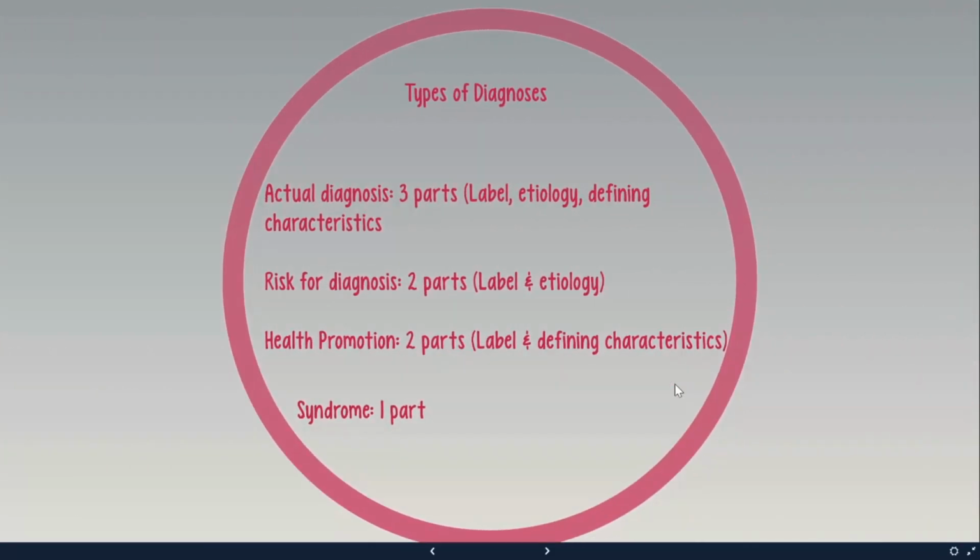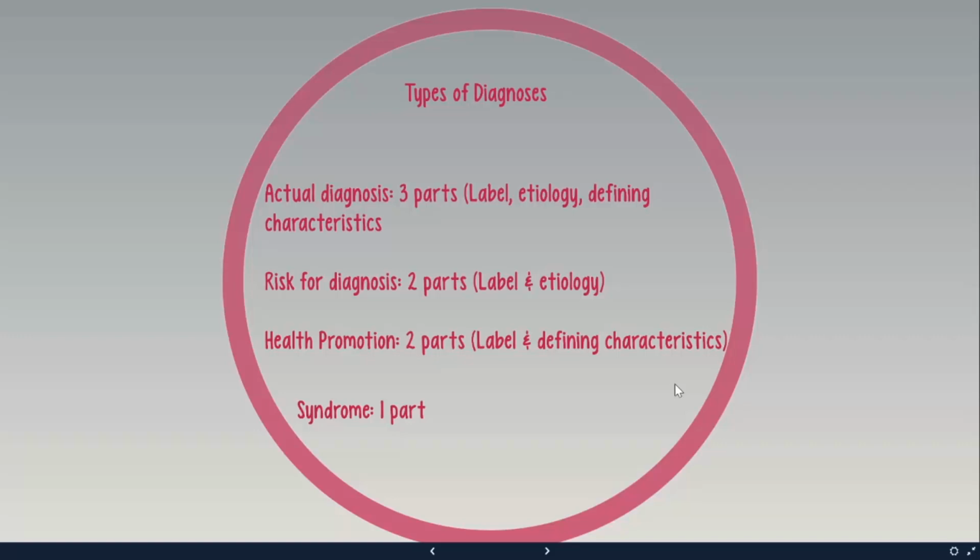Okay, types of diagnoses. So let's look at our actual diagnosis first. That's a three-part statement. It's going to contain a label or a problem, etiology or the cause, and defining characteristics or the signs and symptoms. Three-part statement. Okay? The risk for diagnosis is a two-part statement. We have a label or a problem and an etiology or a cause. The reason why we don't have signs and symptoms is because if somebody is at risk for something, then they shouldn't have current signs and symptoms. So if they have current signs and symptoms, then it becomes an actual diagnosis. So a risk for diagnosis is a two-part statement because they haven't developed the problem yet.